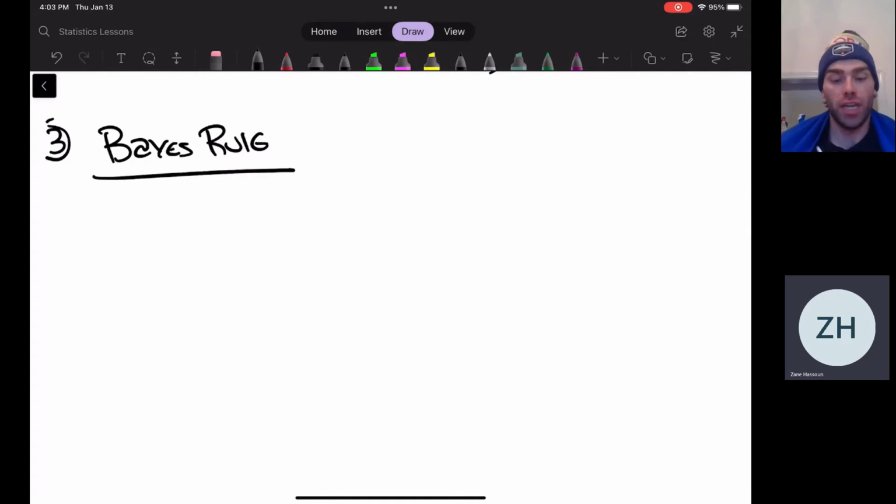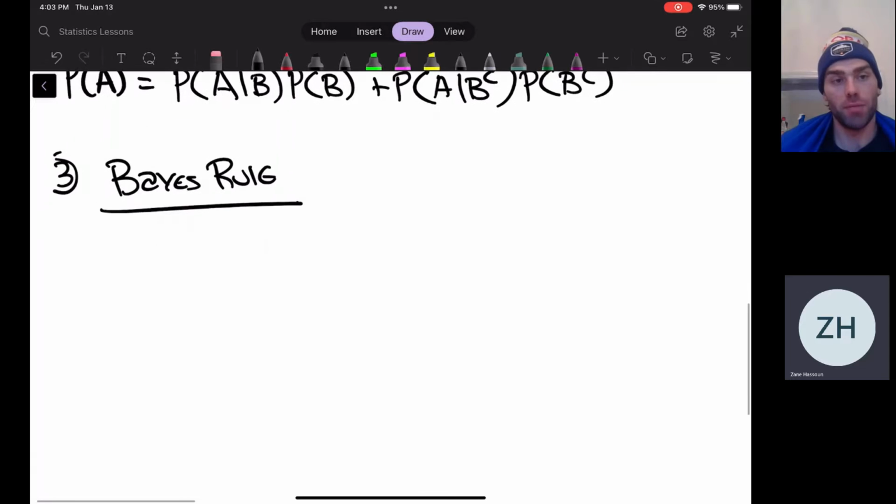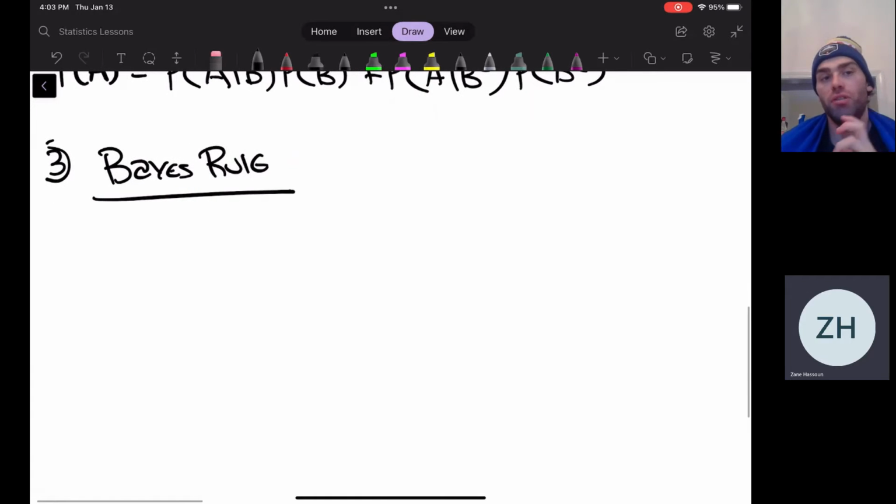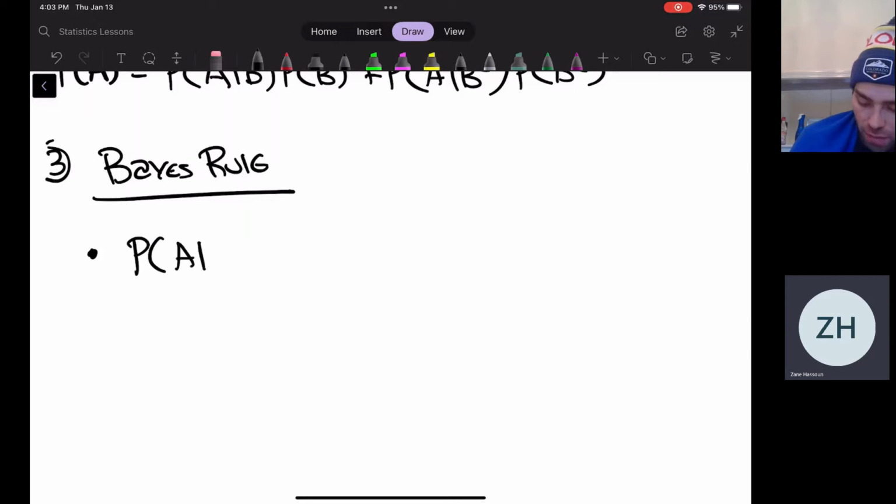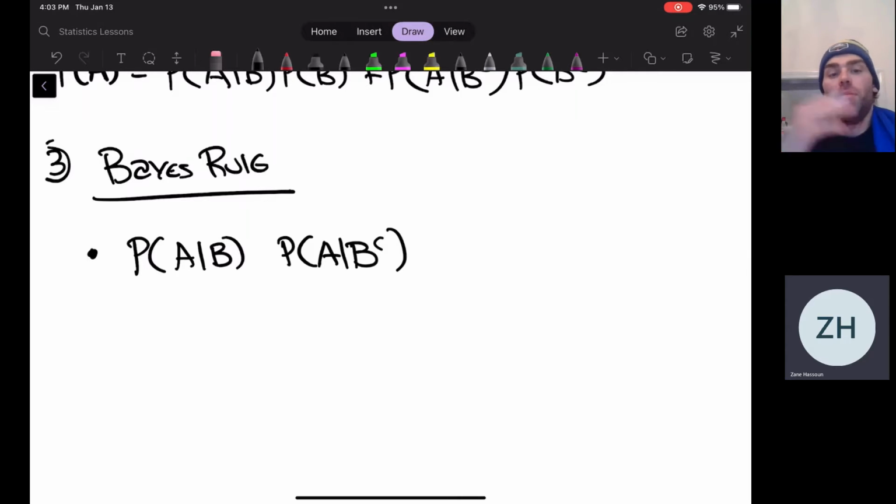Getting into Bayes' rule now, which has to do with conditional probabilities. Suppose two events A and B can occur together, but before observing the event, we know the probability of B, which we'll call the prior probability, our prior knowledge of the event. When we know the two conditional probabilities, the probability of A given B and the probability of A given B complement, the probability of B can be updated when we observe the status of A.